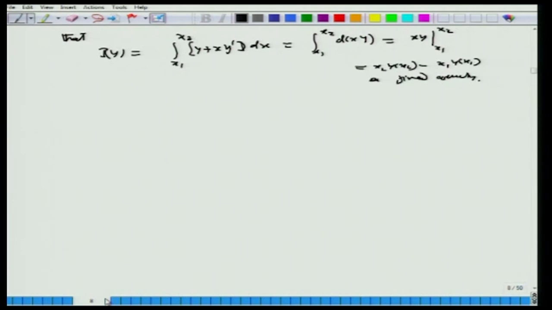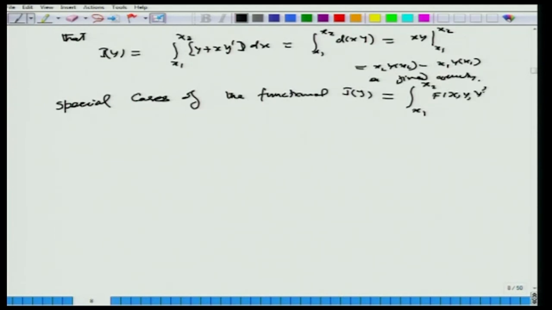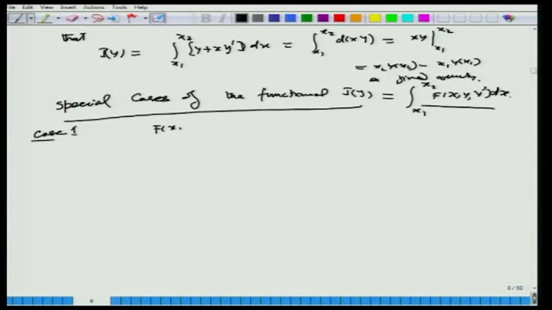So, that is where we had arrived in the last lecture. Now, we consider special cases of this functional I(y), which is equal to the integral from x1 to x2 of f(x, y, y prime) dx. When some of the variables are not present, then we get special cases. The first special case we consider: in general f is a function of x, y, y prime. So, let us say f is only a function of y prime. So, here x and y do not appear explicitly.